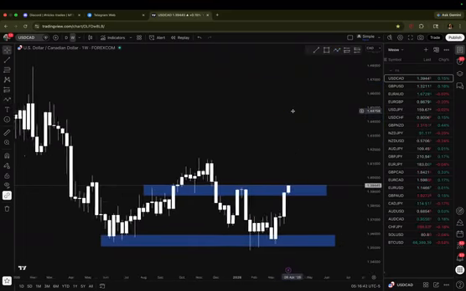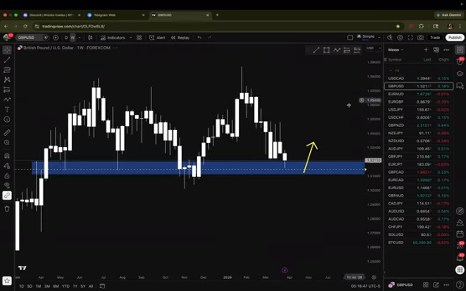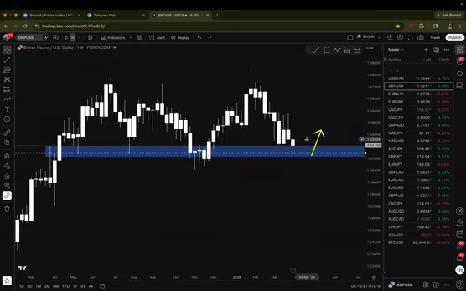So that's enough for USD CAD, right? Very simple trade: sold at resistance, stop above, target below. Let's go to GBP USD, because this is a trade that almost set up yesterday. I want you to look at how complicated this analysis is.